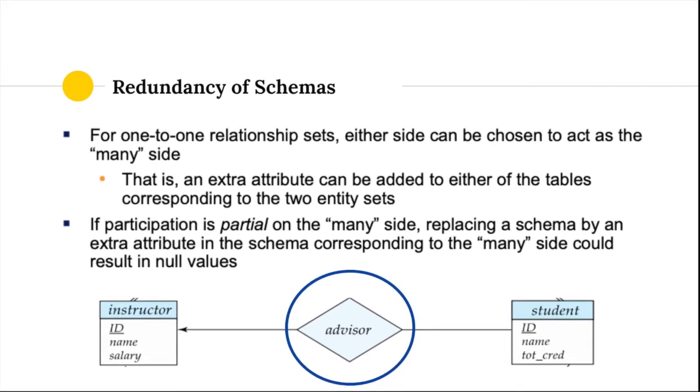What we need to do is to choose one side as the many side. So, yung extra attribute natin can be added to either of the tables corresponding to the two entity sets. If the participation is partial on the many side, replacing a schema by an extra attribute in the schema corresponding to the many side could result in null values.